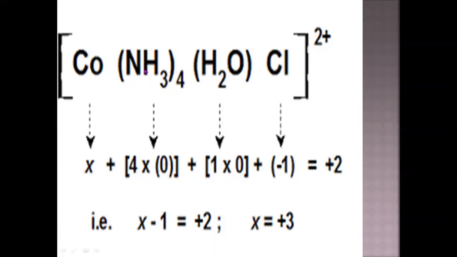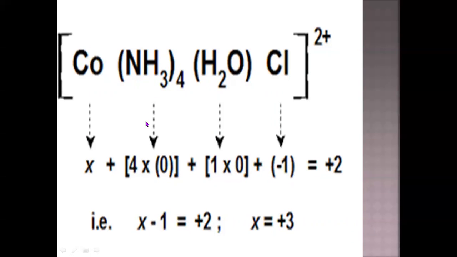Now how to calculate the oxidation number if we don't know it? Here the oxidation number of cobalt we don't know, so let's take it as x. Here ammonia molecules are 4 in number, that means 4 molecules are there. Water 1 molecule, chloride 1 anion. The oxidation number here is 0. Why? Because both ammonia and water are in molecular form, or neutral molecules. Therefore, the charge on a neutral molecule will be 0. So, the charge on the molecule is 0. Therefore, we have taken the oxidation number of ammonia as 0. Similarly, for water, it is 0.